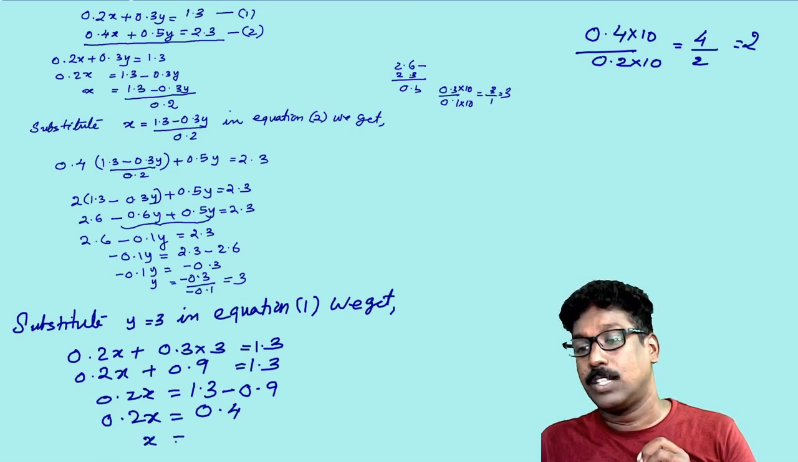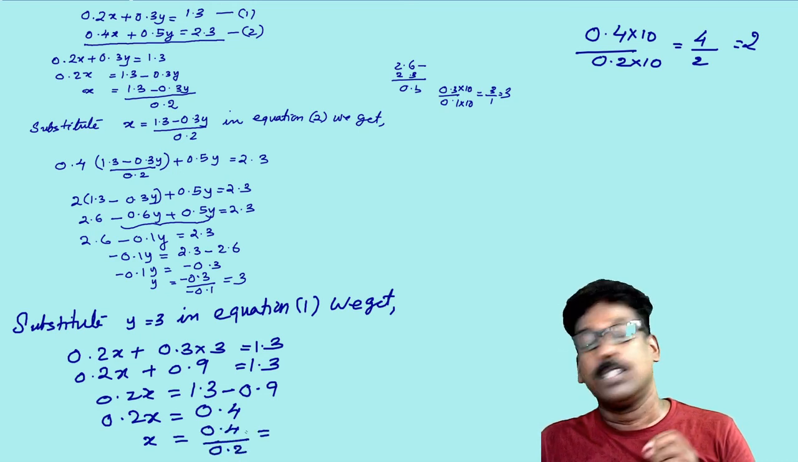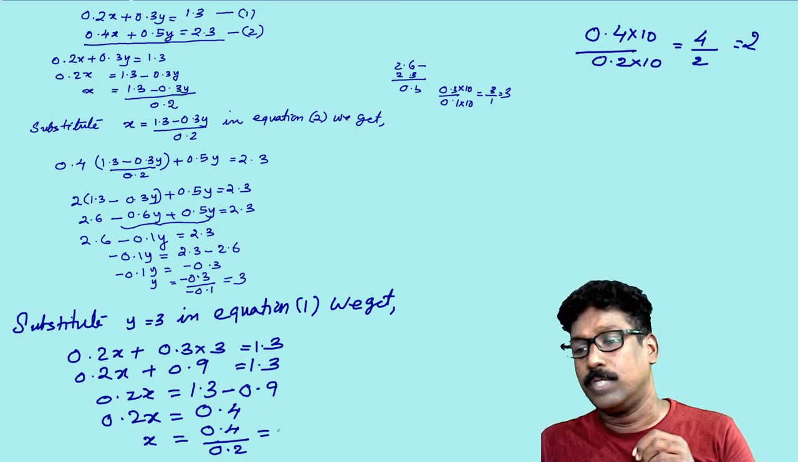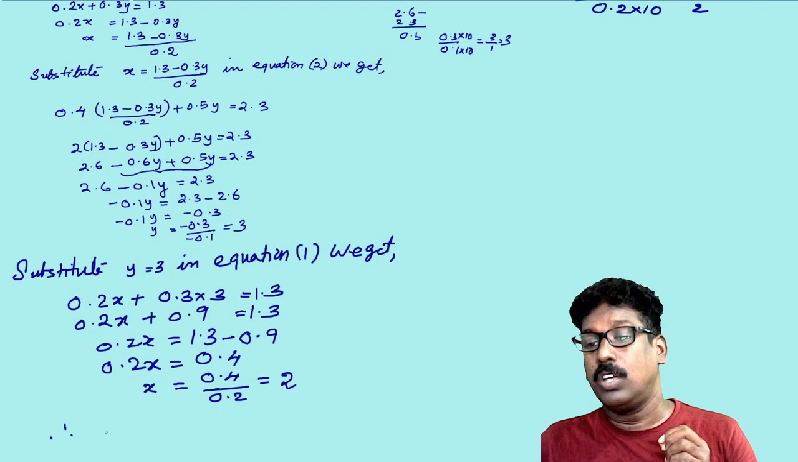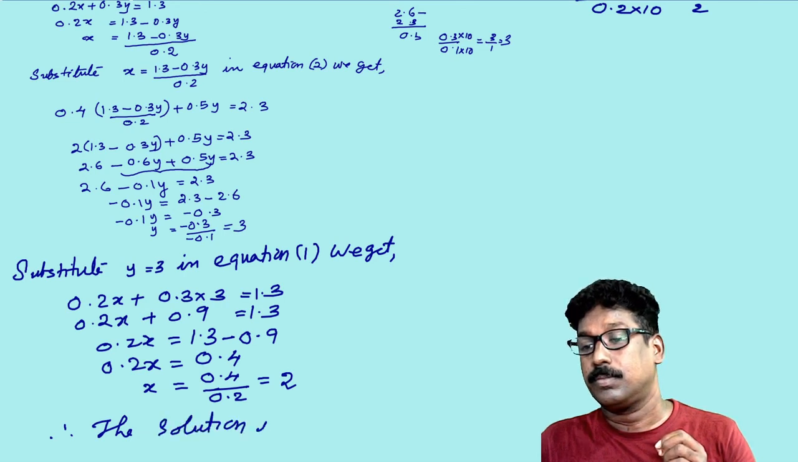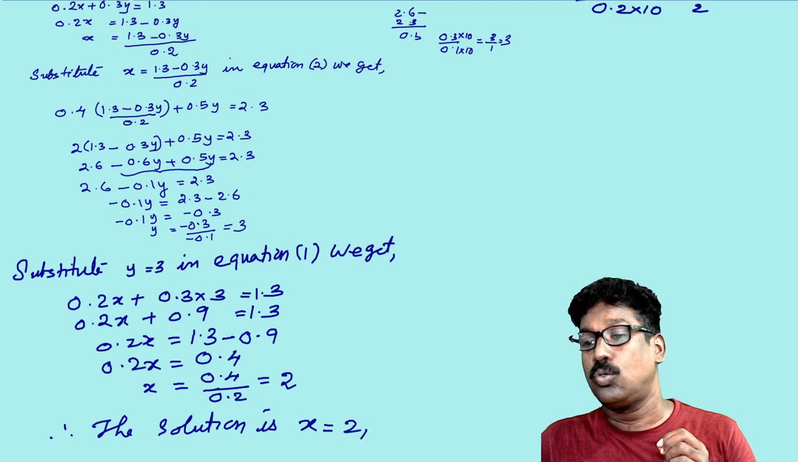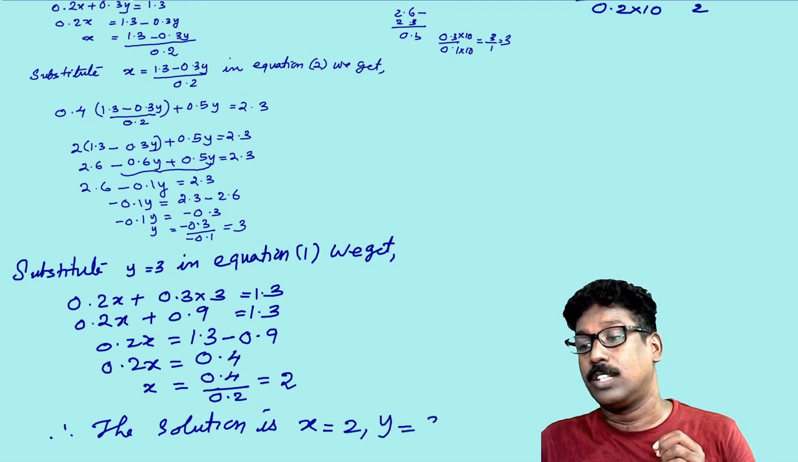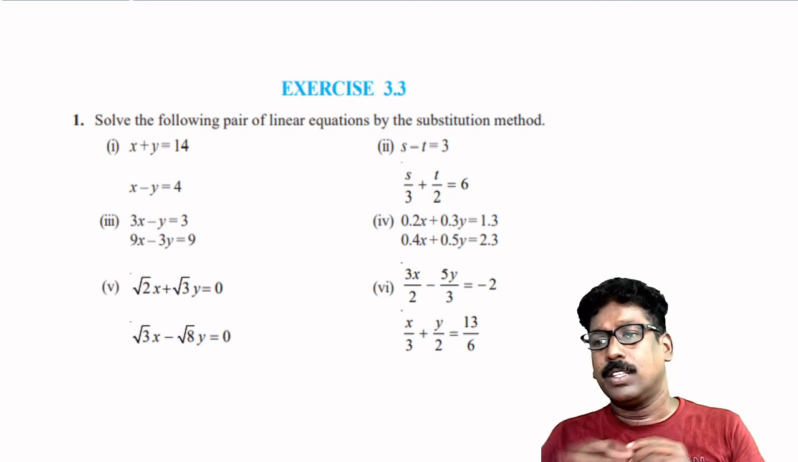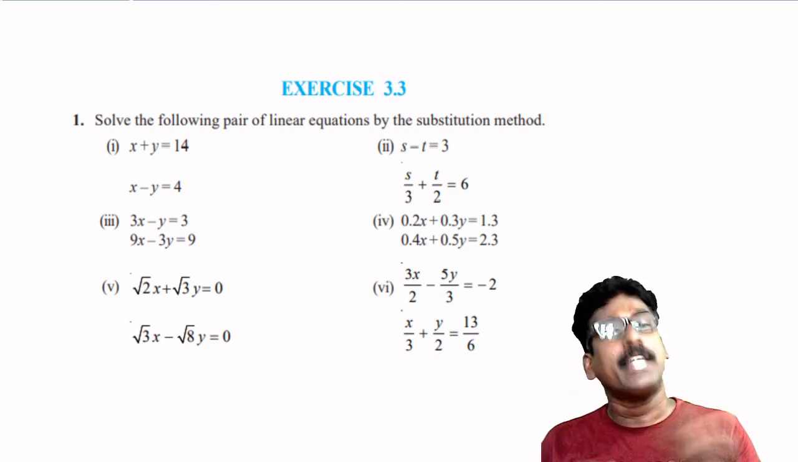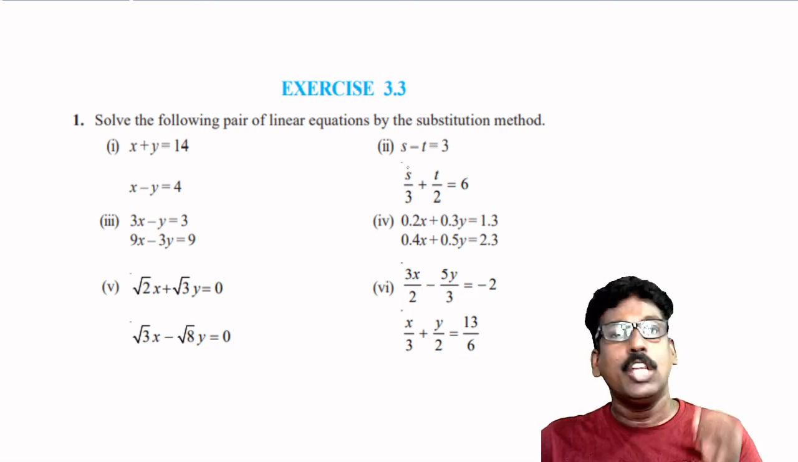So x you will get as 0.4 by 0.2. Multiply both numerator and denominator by 10. It will be 4 by 2, which is equal to 2. So you can conclude, therefore the solution is x is equal to 2, y is equal to 3. Here is your exercise 3.3 questions. The fourth question I have already done. Remaining questions you do yourself. Look at the second question.